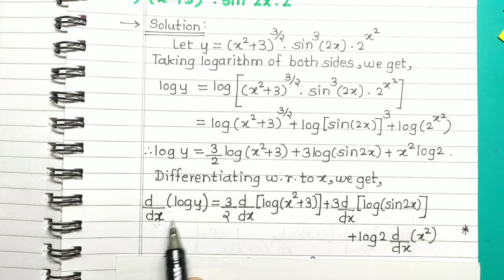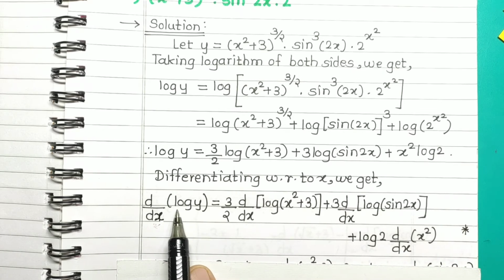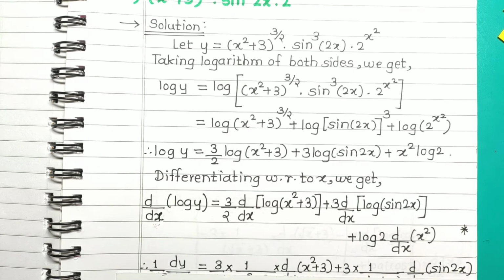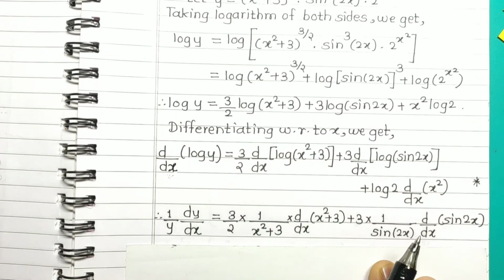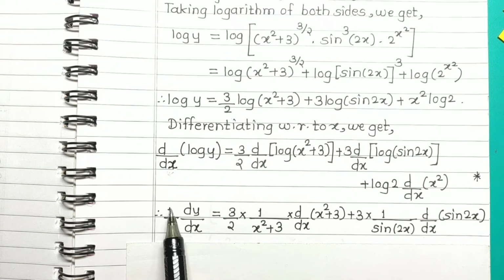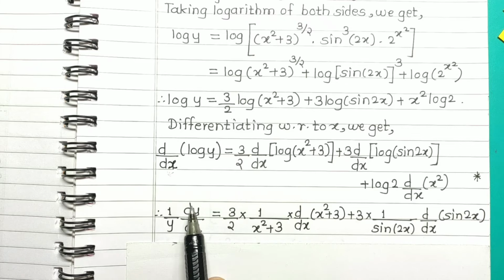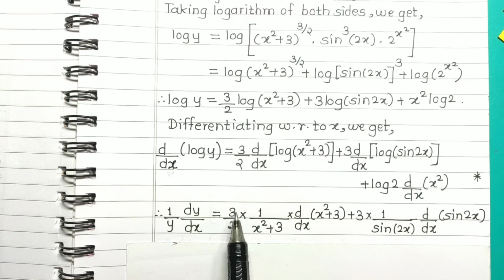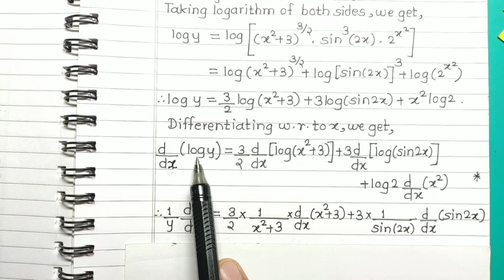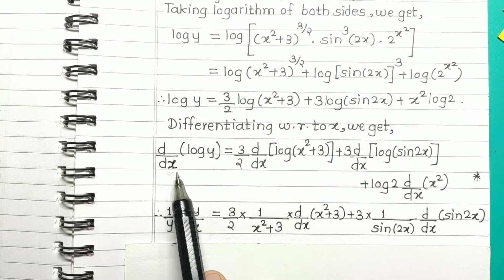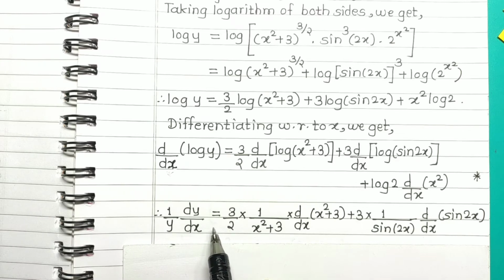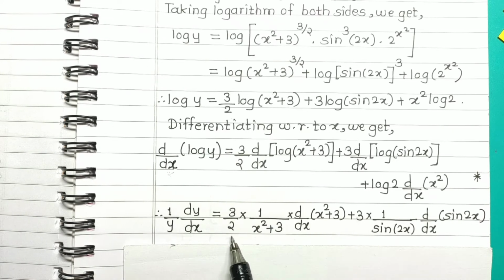See, d by dx of log y. So we are treating it as log of something. So the derivative is 1 upon y, 1 upon something into derivative of something, which is dy by dx. So you keep in mind the derivative of log y with respect to x is 1 upon y dy by dx. Okay. Then see, this 3 by 2 is constant.